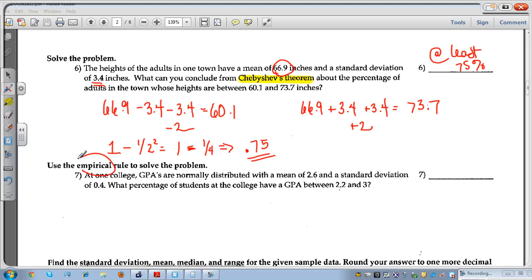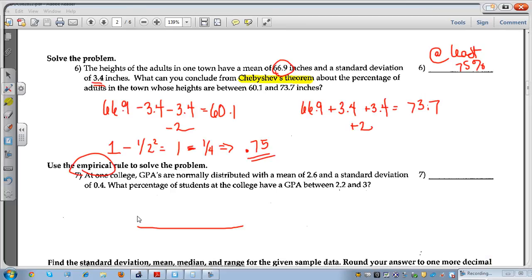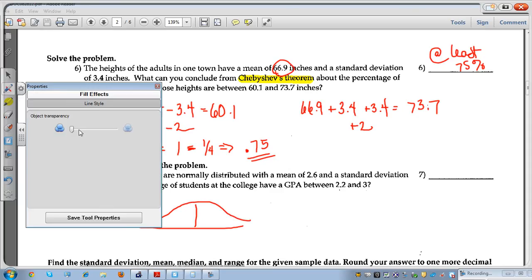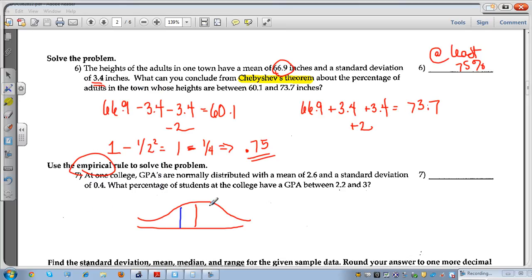For an empirical rule, you have that bell curve where within one standard deviation of the mean, if that's my mean, one standard deviation is 34% on each side, so 68%.